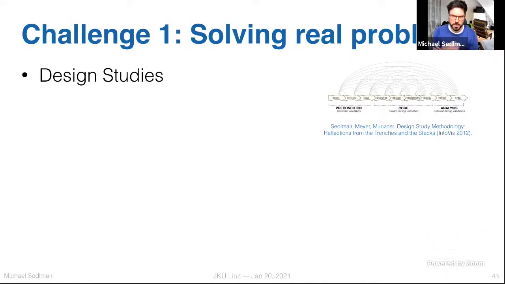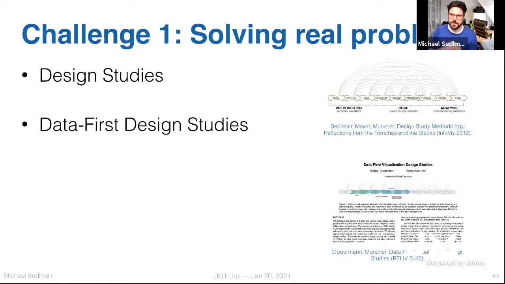Some of you might have seen the design study methodology paper that we wrote in 2012, where we say here is a way to work together with real people in the wild that have data and driving problems. And I think this was a successful approach to do that. However, what I want to stress here is it's not the only one. There are in fact other ways.